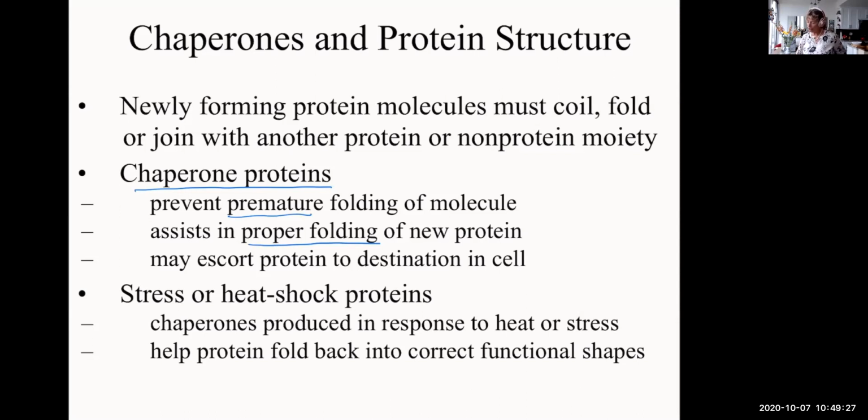There are other proteins that are stress or heat shock proteins, they're called. They're produced in response to heat or stress. So occasionally proteins will denature or lose their shape due to changes in pH or mechanical changes or other chemicals. So they help the protein fold back into its correct functional shape. Now, the shapes of proteins are of tantamount importance to their function. So protein shape, very, very important.